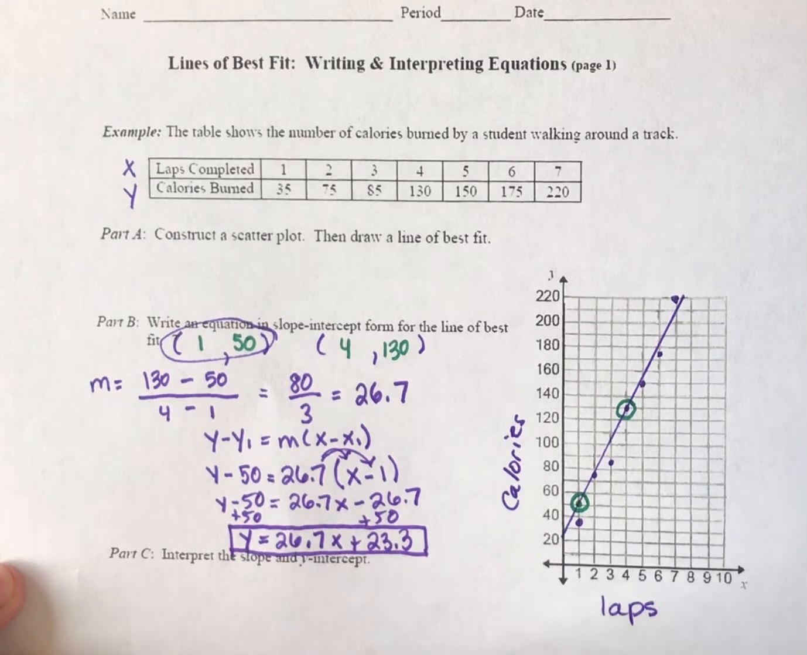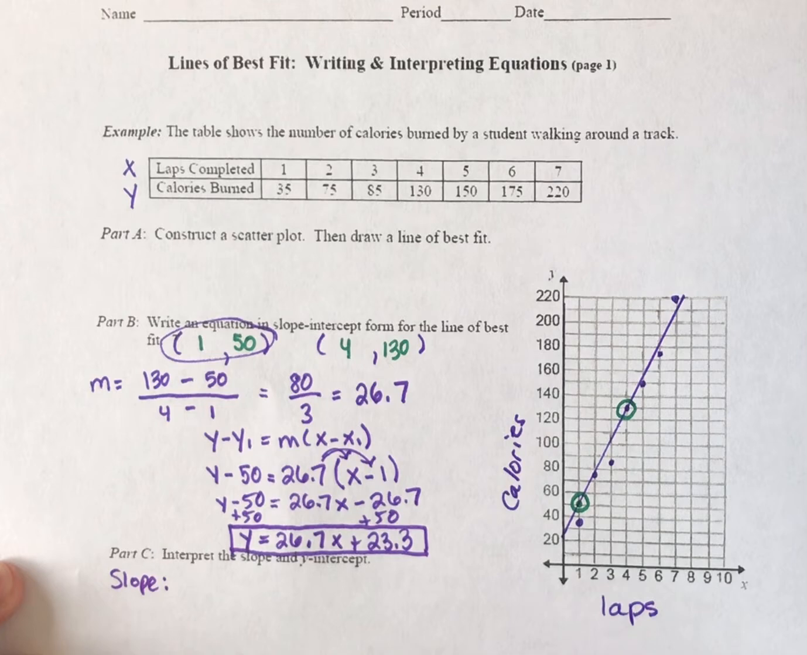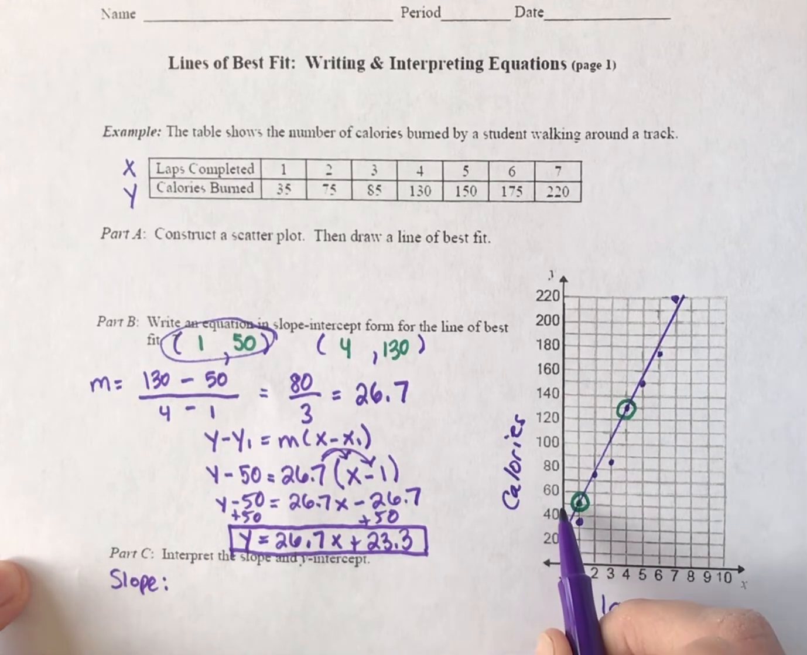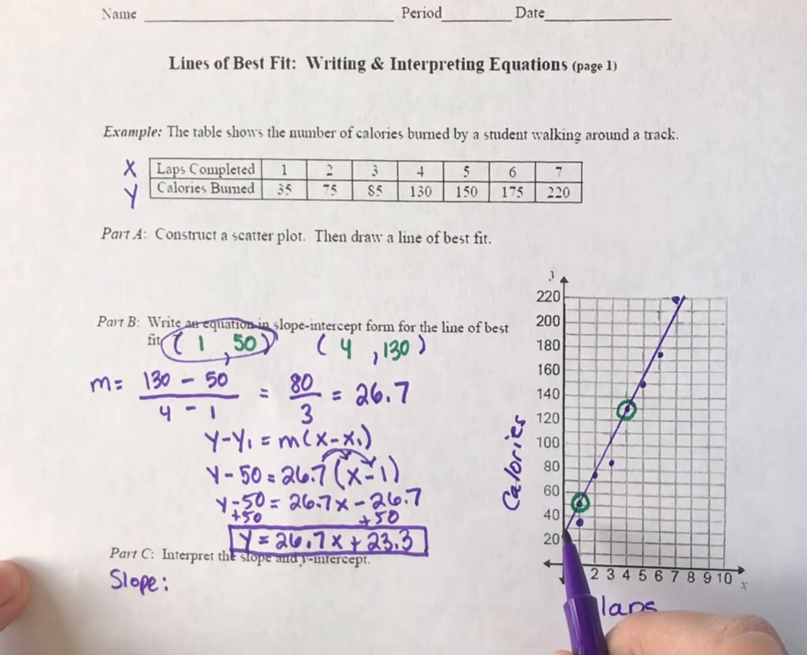So our slope is 26.7. Do you remember another word for slope is rate, or rate of change? So it's talking about how our data sets are changing. Okay, so if you think about the slope of this line, it's going up 26.7 and over 1. Up 26.7 and over 1. Or if I attach the units, we're going up 26.7 calories and over 1 lap, which means this student is burning about 26.7 calories per lap.